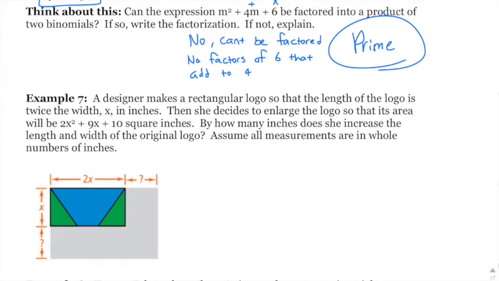Okay, sometimes they will give us a word problem. A designer wants to make a rectangular logo so that the length of the logo is twice the width, x, in inches. Then she decides to enlarge the logo so that the area will be 2x squared plus 9x plus 10 square inches. By how many inches does she need to increase the length and the width of the original logo? Assume all measurements are in whole numbers of inches.